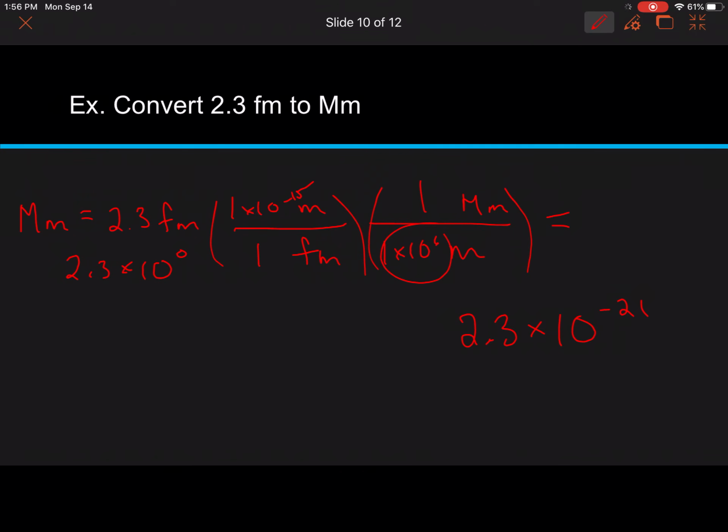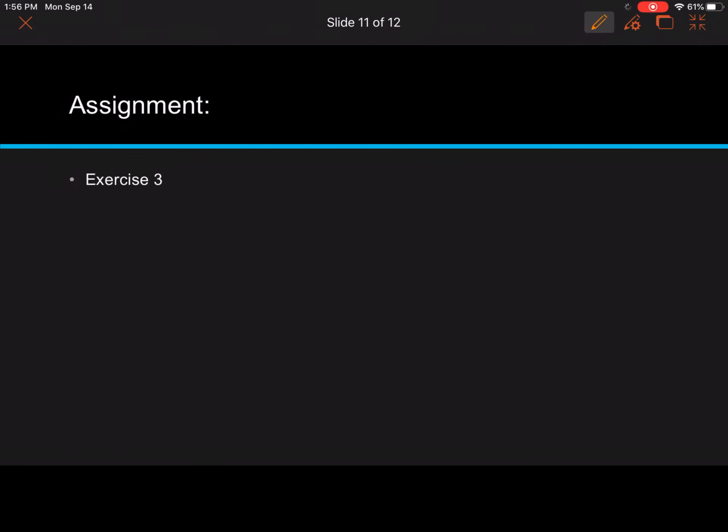And now I want to go back and check my units, make sure I'm correct. So femtometers, femtometers, meters, meters, they all cancel. I end up in megameters. So my unit here is megameters. So these are tricky, but you'll just get the hang of them the more you do. Yeah, we're going to do one more example here.